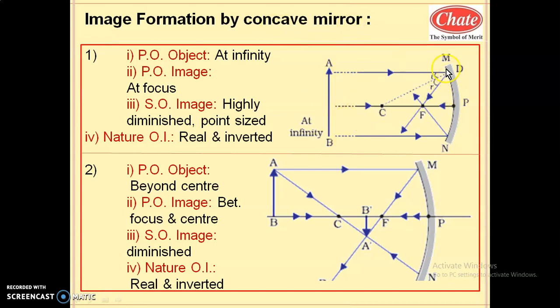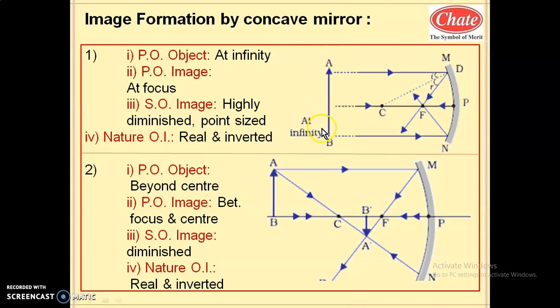Here, for the concave mirror, draw a concave mirror, take the center, and mark the focus. How to draw? I already told you: take a 4 centimeter distance in the compass, draw a curve, mark the center, and draw a horizontal line passing through the center. Wherever it intersects the mirror, that point will be the pole. The midpoint of the center and pole is the focus.